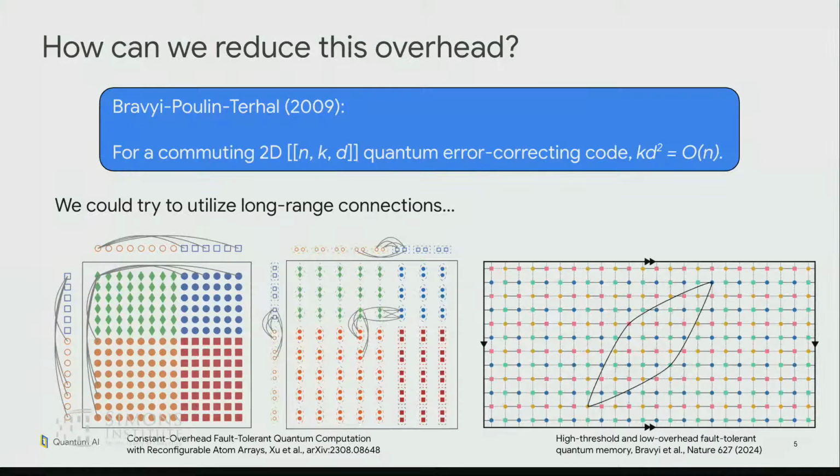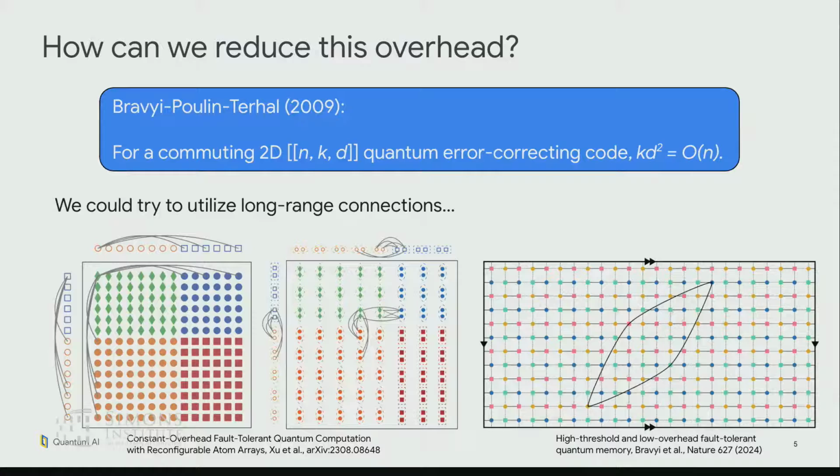So what do we do? Well, as you've seen, one of the things we can try to do is build long-range connections. The reason that we want to do that is because there is this no-go theorem that was proven by Bravyi, Poulin and Terhal way back in 2009, which basically says that if you have a 2D nearest neighbor error-correcting code, purely in 2D, there's a bound on how efficient it can be. Namely, the number of logical qubits k times the square of the distance is going to be O of n. And so the surface code family, as you increase the distance, actually saturates this bound. So in that sense, the surface code is saturating some no-go theorem.